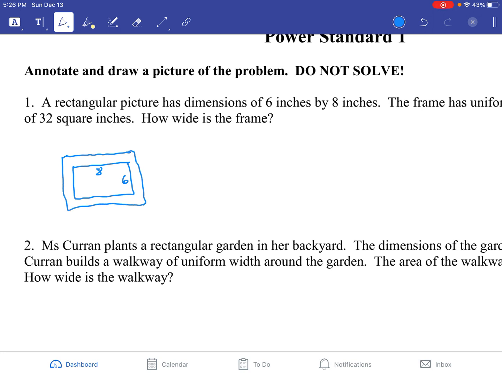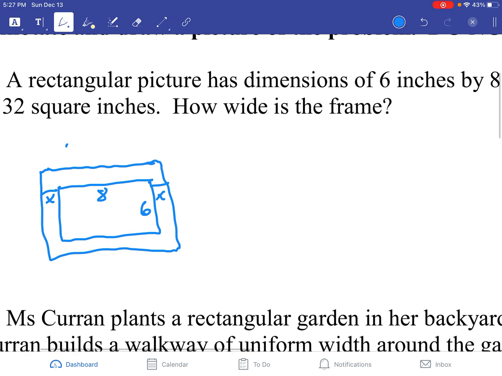The dimensions of this are going to be, if that's x, because we don't know the width, and that's x, this will be 2x plus 8. And if this is x and this is x, this will be 2x plus 6. All right, that shows us our picture. And then from there you'd be able to make an equation for this.